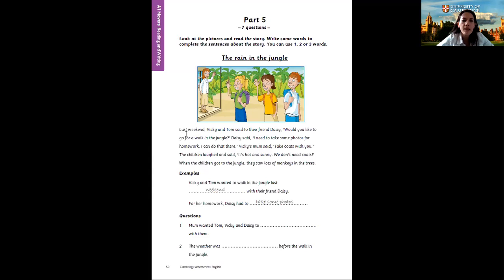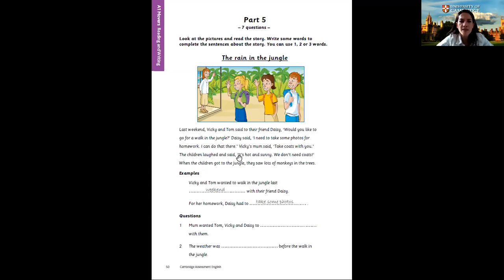For example, last weekend, Vicky and Tom said to their friend Daisy, would you like to go for a walk in the jungle? Daisy said, I need to take some photos for homework. I can do that there. Vicky's mom said, take coats with you.